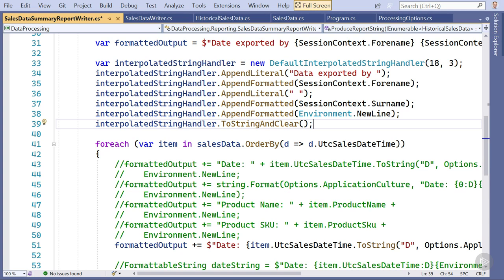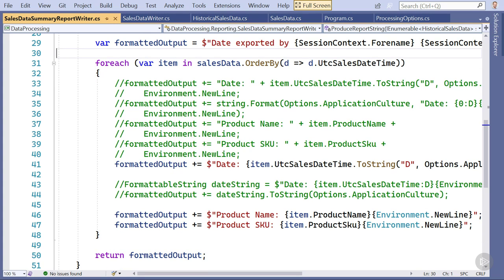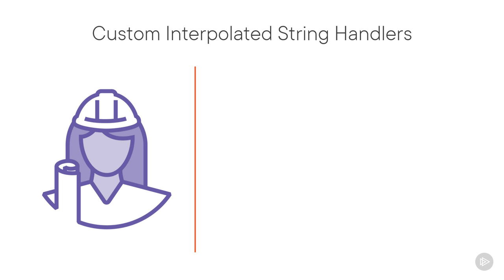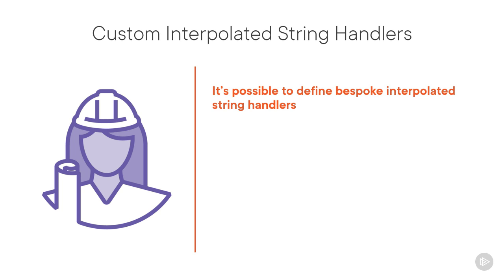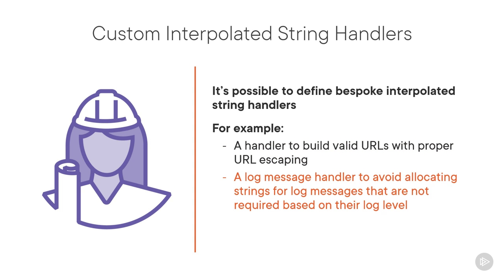Fortunately, we don't need to write this code ourselves, and we can rely on the compiler to convert our interpolated string into the most appropriate code. It's possible to define bespoke interpolated string handlers for advanced scenarios. For example, you could imagine a case for a string handler that can build valid URLs and apply proper URL escaping. Microsoft's example in their documentation is creating an interpolated string handler for writing log messages. Such a handler could be aware of the configured log level for the application and avoid allocating strings for logging that are not required based on their log level.